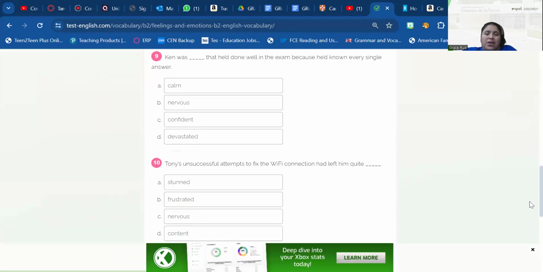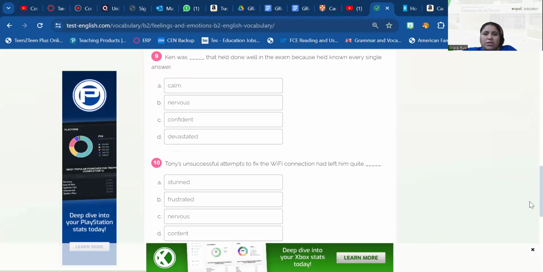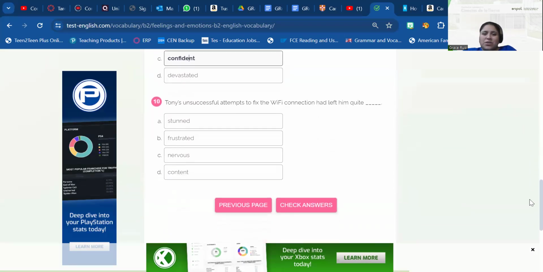In number 9 it says Ken was that he had done well in the exam because he had known every single answer. If you know all the answers, then you feel very calm, could be. Nervous, not really, if you know everything. Confident, definitely so. You're very sure about yourself. Devastated, definitely not. So probably the best answer will be confident. You can feel calm, but that would not be the best answer.